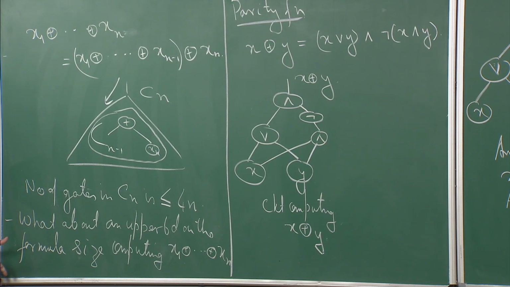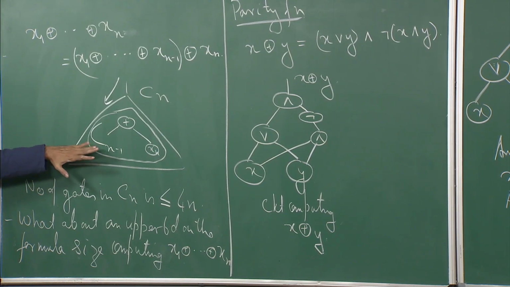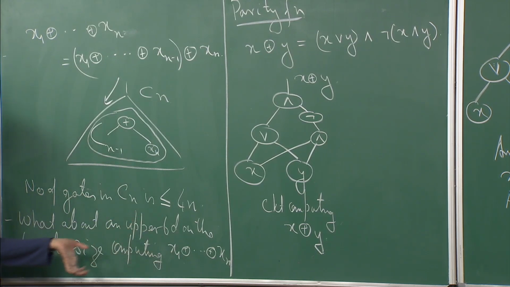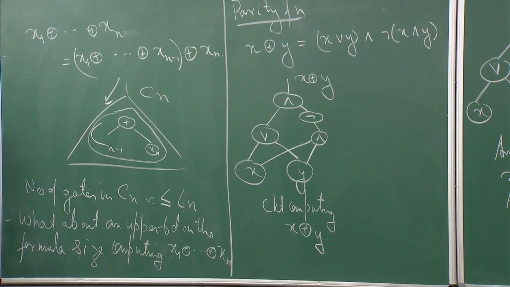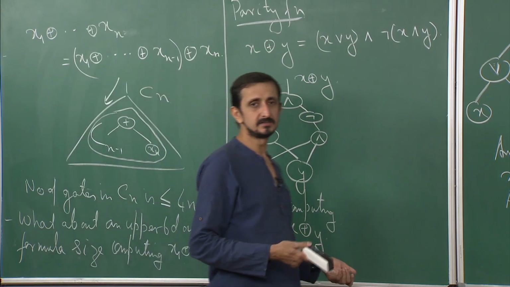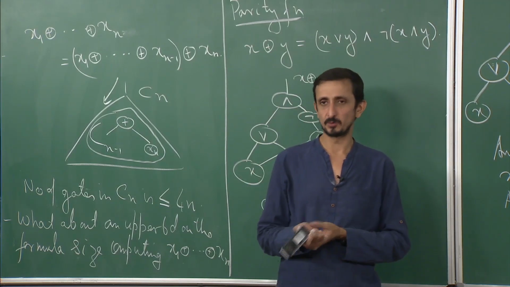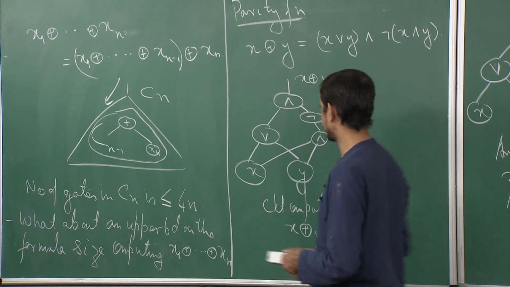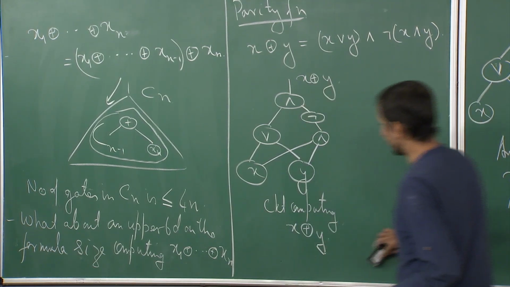So if one tries to just generalize this argument, one will get a formula size exponential of size 2 to the power n. But can one do better than 2 to the power n? Okay, can one argue that for parity there is a formula whose size is sub exponential? Okay, something that is strictly better. Okay, so this is something for you to think about.